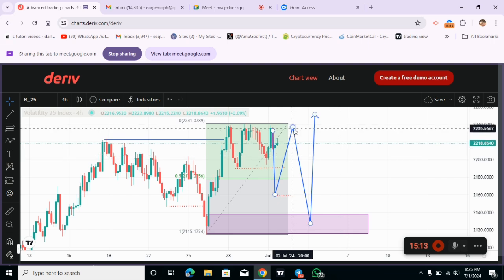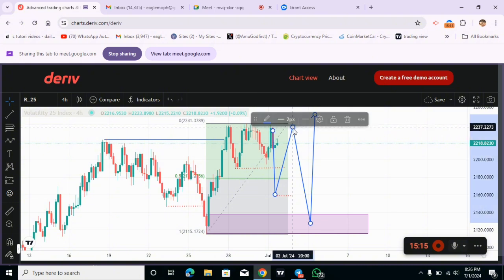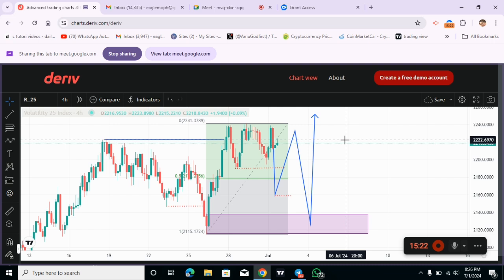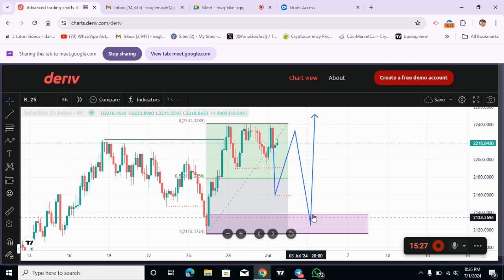So if you have a strategy, that one is a must. You must wait for your strategy to play out. If your strategy doesn't play out, you don't take any trade. So for this market now, if this whole thing doesn't play out and come to this zone, I'm not going to take any trade here.